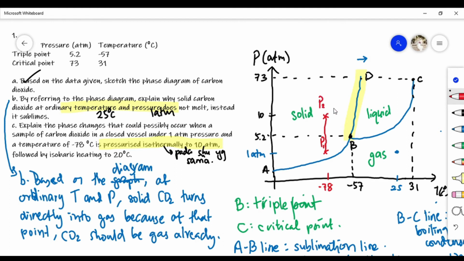Okay, so even though it been pressurized isothermally to 10 atm, does the state of matter change? Tak berubah. It remains as solid. So at P1 pun solid, at P2 pun dia remain solid. And then from P2 followed by isobaric heating to 20 degrees Celsius.